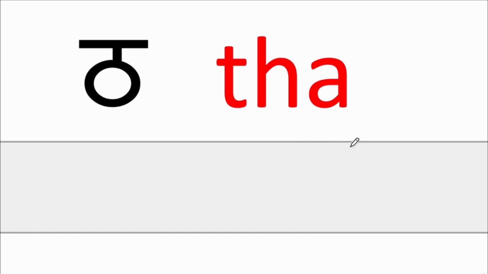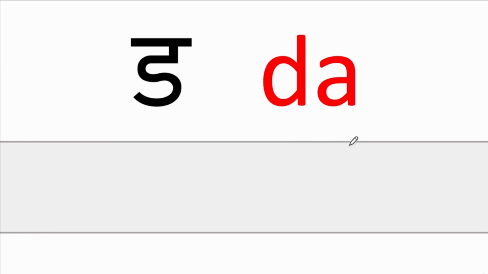Let's move to the second consonant of the third line, which is tha. Now let's learn how to write tha. Let's learn one more time. This is how we write tha. Let's move to the next one.